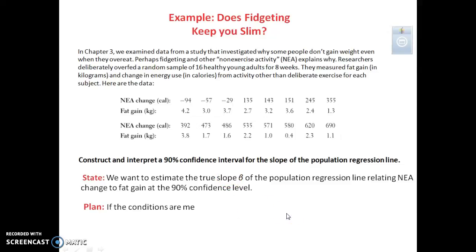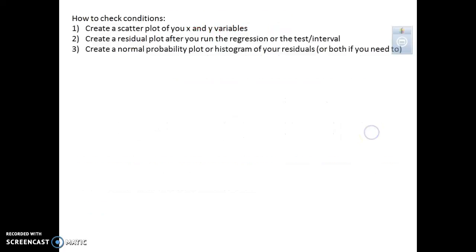Plan. If the conditions are met, we will use a t-interval for the slope to estimate beta. And the main thing that I want to go over with you guys today is how do you actually check those conditions. Now, in this example, we have been given data, but we have not been given a computer regression output, and we haven't been given any graphs. So we're having to do everything pretty much from scratch, and I wanted you to see how that's done from start to finish.